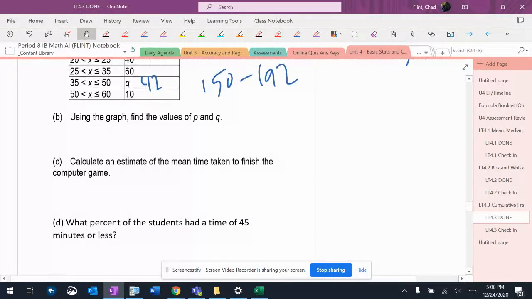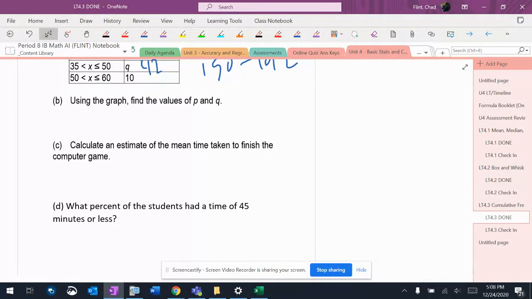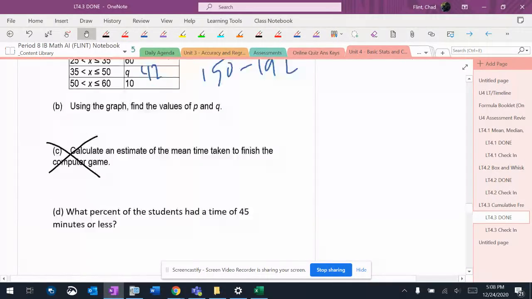Calculate the estimate of the mean time it takes to finish the computer game. I'm going to cross that one off because that one is only going to do with this particular unit or this particular section. What percent of the students have a time of 45 minutes or less?